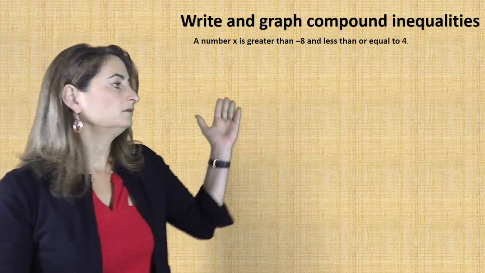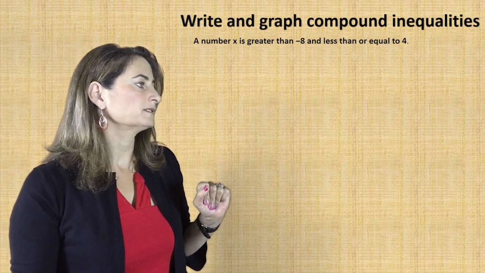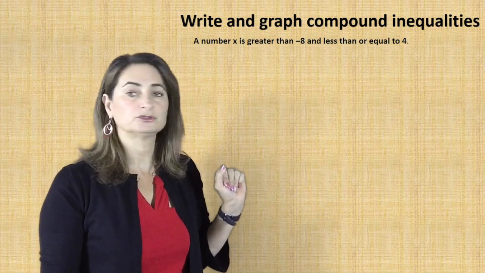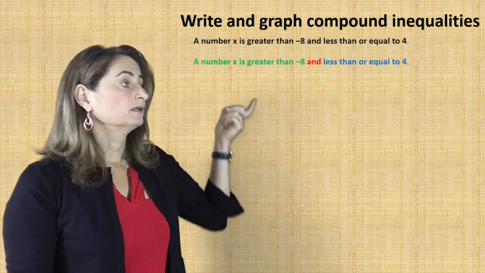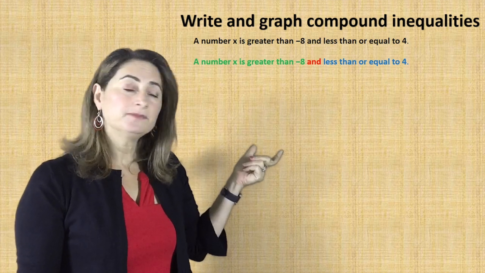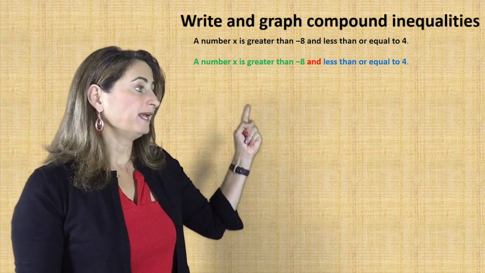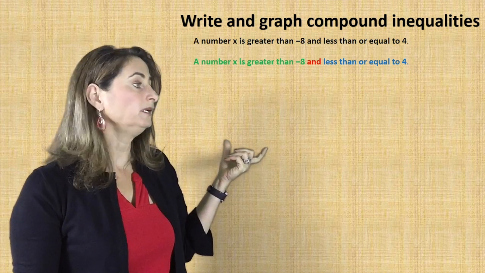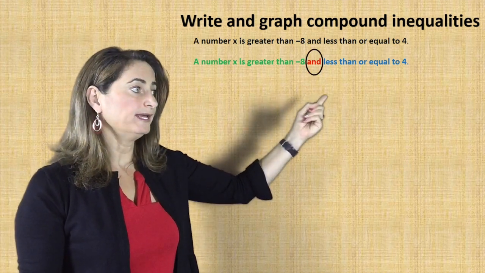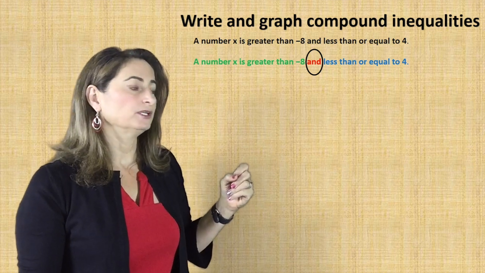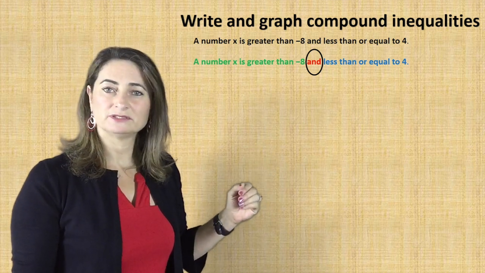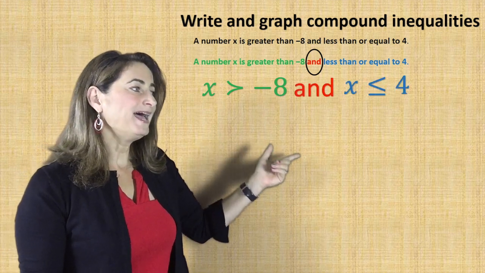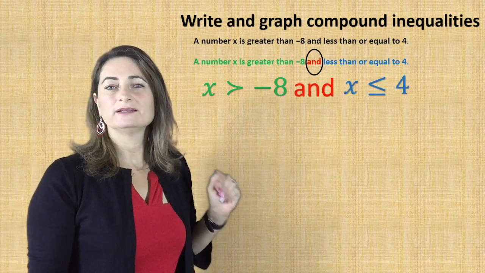Here's an example, writing and graphing compound inequalities. A number x is greater than -8 and less than or equal to 4. I will color code this for you to see. The green one, a number x is greater than -8, so that's the first part of the compound inequality. And circle and. In the blue one, less than or equal to 4, which is the second part of the inequality. Now, x is more than -8 and x is less than or equal to 4.